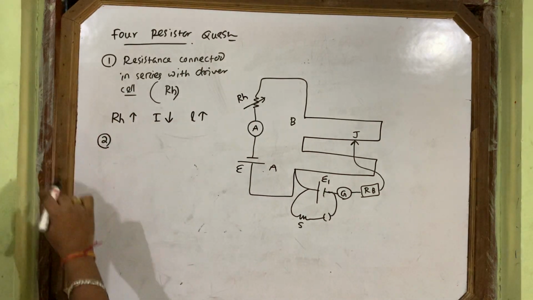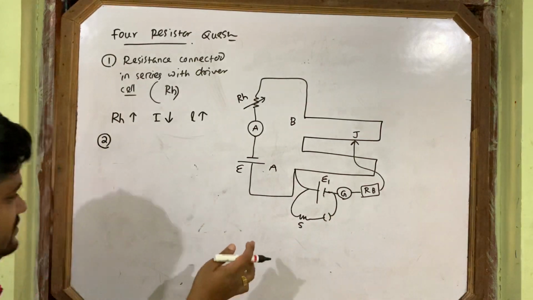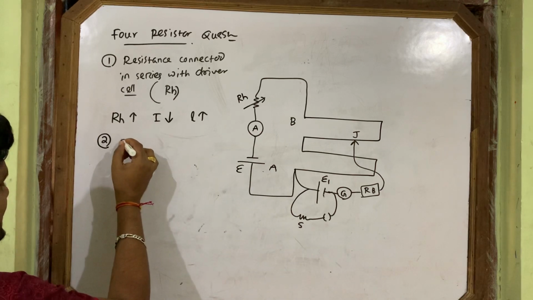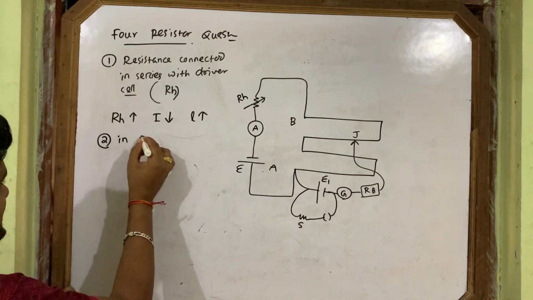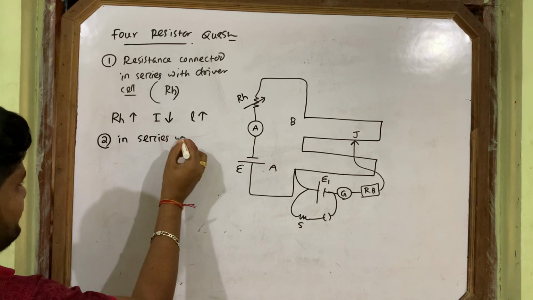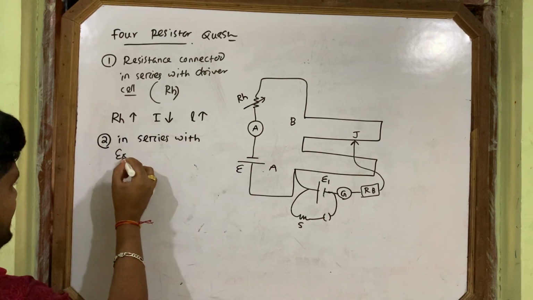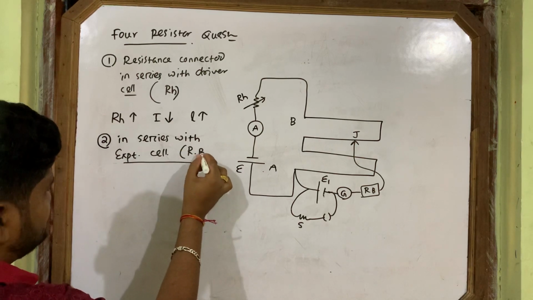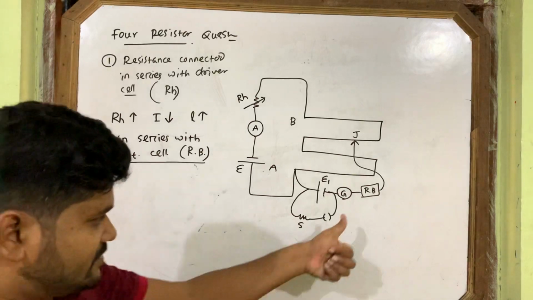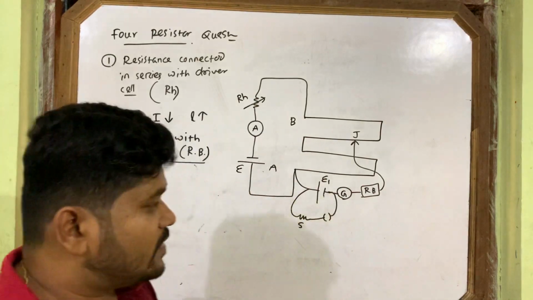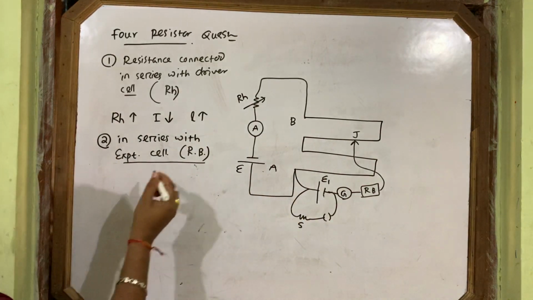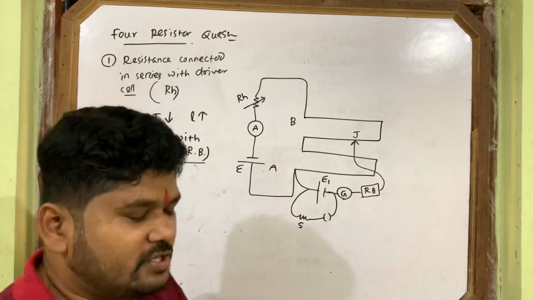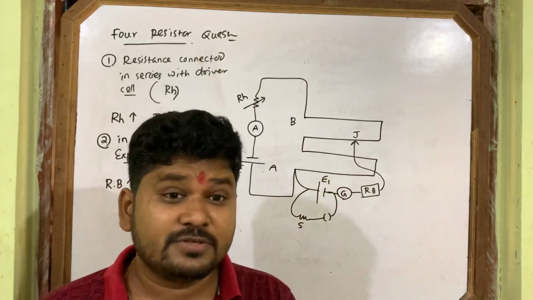Now come to the next resistance, the resistance box. That will be written like this: resistance connected in series with the experimental cell. So that is the resistance box. What happens if the resistance box resistance increases? What happens to the null point?